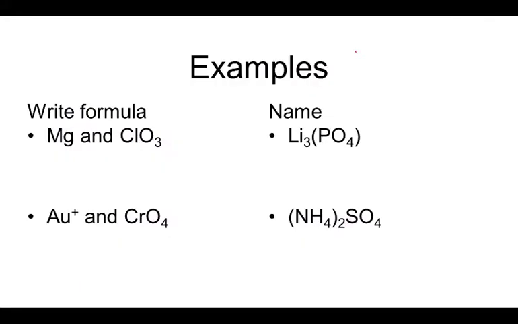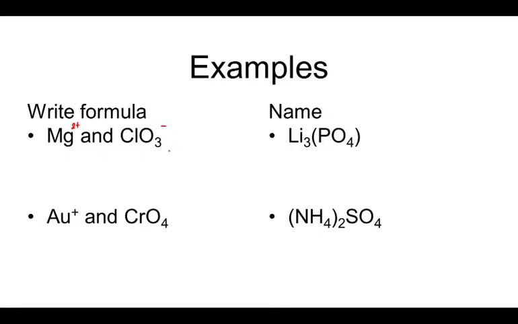So, here we go. We're going to write some formulas and name some names. So we've got magnesium, and then this polyatomic ion right here. Well, magnesium is in the second group, so it's got a charge of 2+. And then this guy right here is ClO3. So take a pause, go back to the chart, and try to see if you can find ClO3 and figure out what its charge is. Good. You found that it was chlorate, and it has a charge of -1.